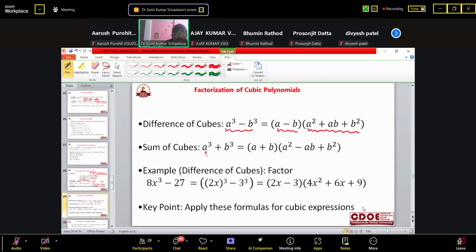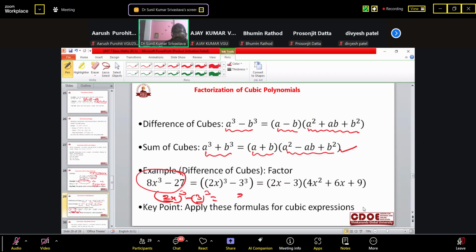Sum of cubes: a plus b in one bracket and a square minus ab plus b square in another bracket. We have an example here, 8x cube minus 27. 8x cube can be written as 2x whole cube, and 27 can be written as 3 cube. So here this is a and this is b. Just put in the formula.